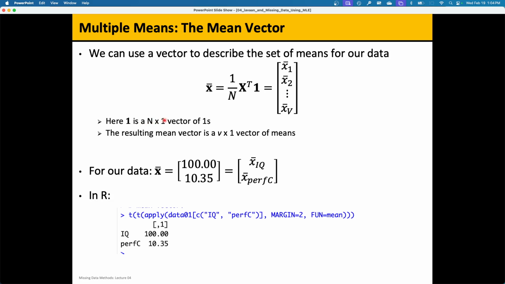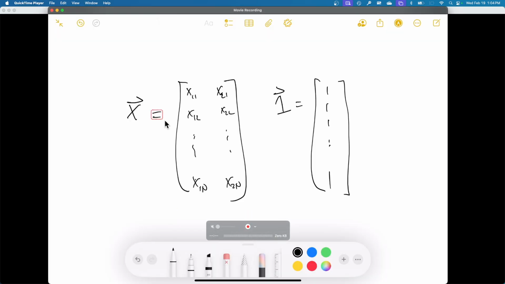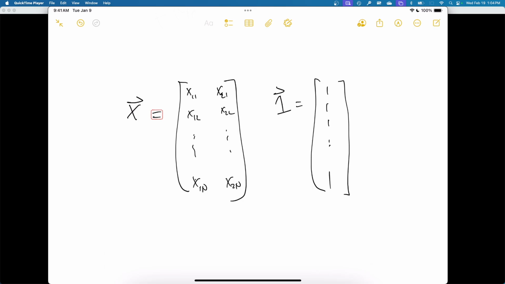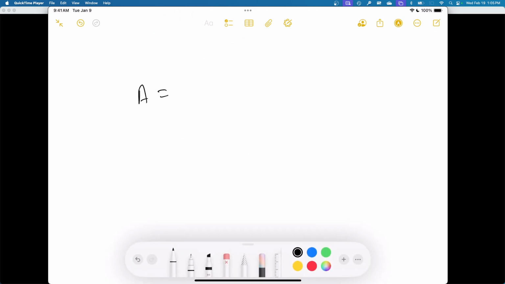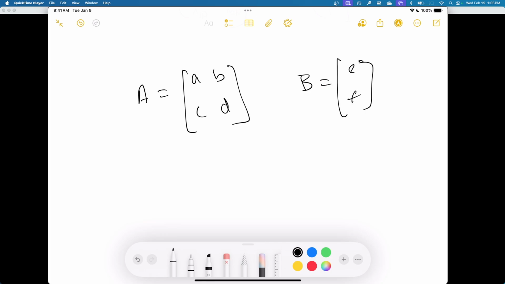So I'm not going to get a lot into matrix multiplication. I'll tell you this real quick. I should usually have slides for it. But in matrix multiplication, a quick primer on that is if I have a matrix A, which is A, B, C, D, and a matrix B here, which is E and F, right?